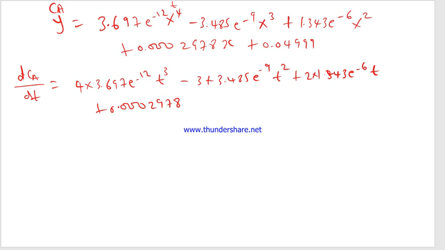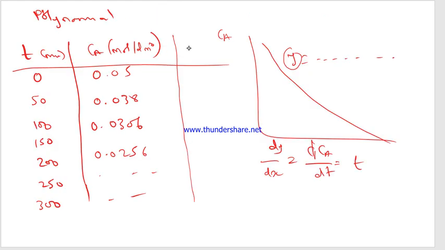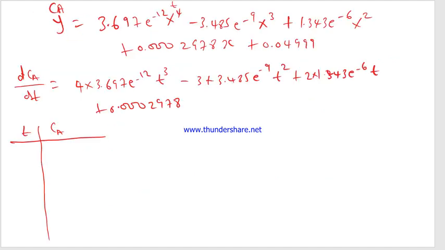Having gotten that, we have our t already, and we have our CA, which is already given here. What we have to do now is put our dCA/dt as negative, so that we don't consume too much space. So put 0 in this equation. When t is equal to 0, everything will be 0, and what will remain is 0.0002978.